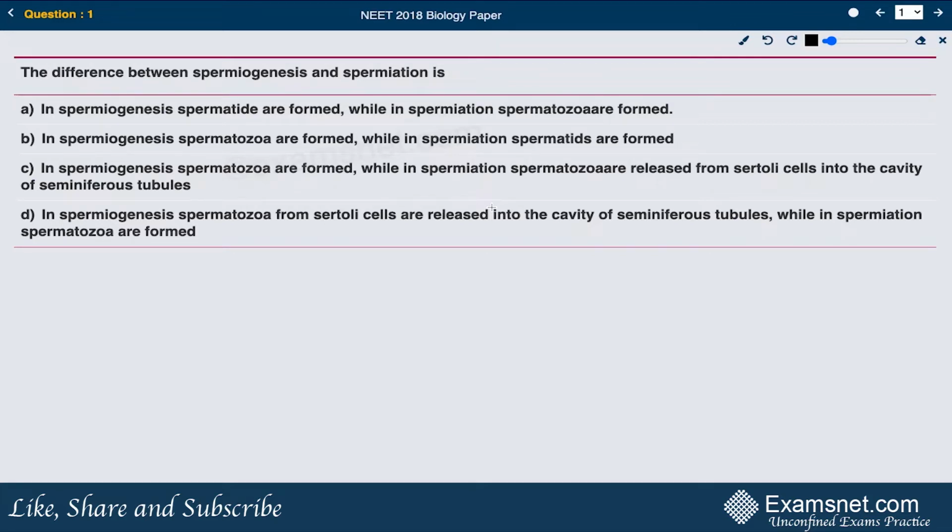So we are basically going to solve a total of 90 questions in this biology section. That means in the NEET 2018 biology paper. So let's start with this session.